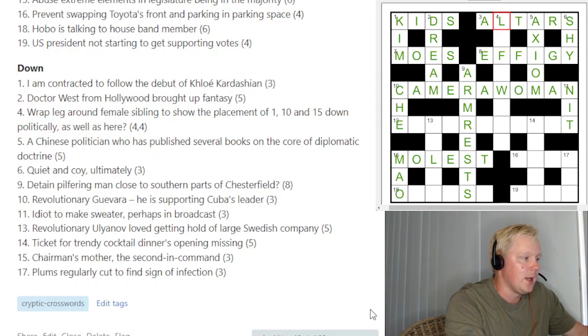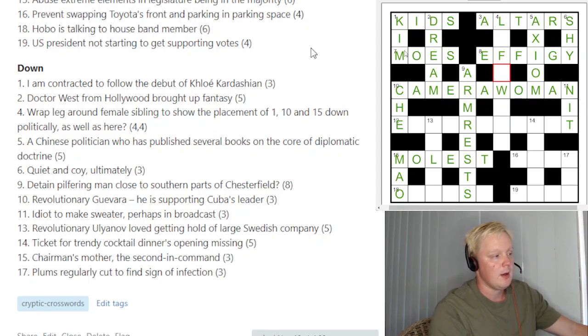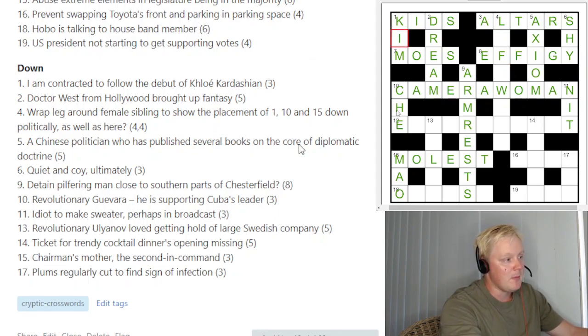Some kind of placement of Kim, Che, and Mao politically. So this is the first word. Well, Kim, not Kardashian, but Kim as in the leader of North Korea. You would place him and Che and Mao in the left wing, wouldn't you? So how does that work? This fits these letters that we have.